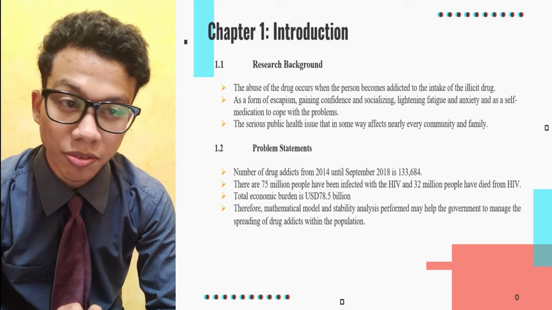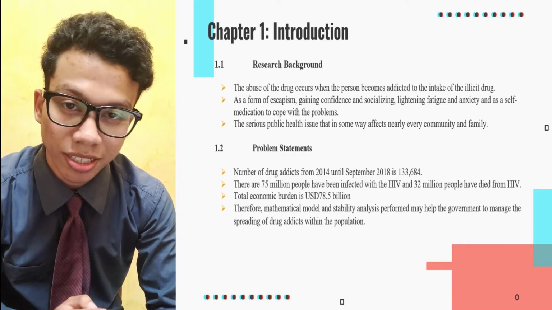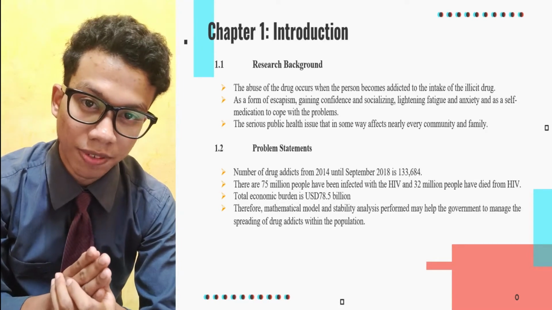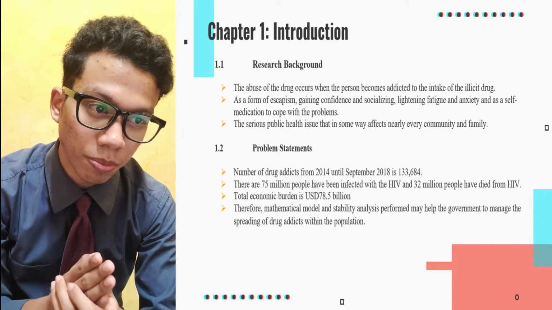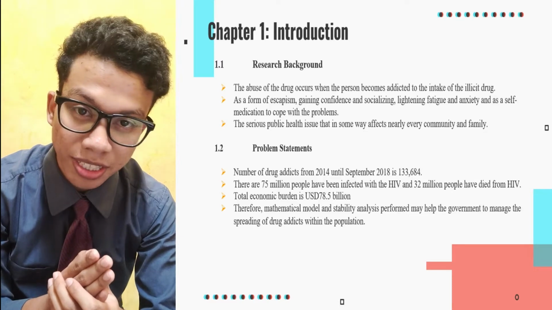In Chapter 1 Introduction, the research background is that the abuse of drugs occurs when a person becomes addicted to the intake of illicit drugs. He uses it as a form of escapism, gaining confidence, and many more. It is a serious public health issue that in some way affects nearly every community and family.